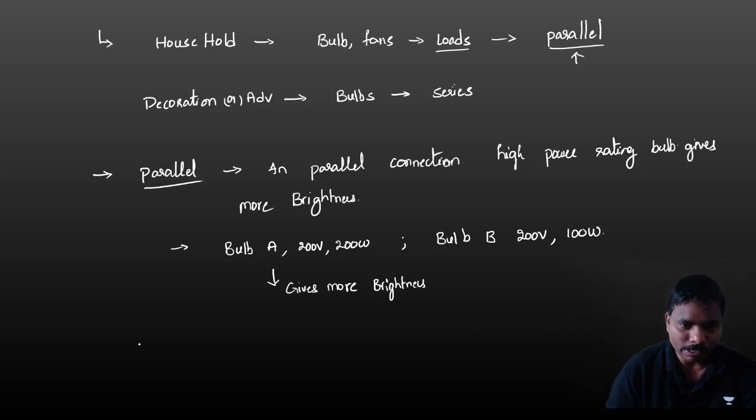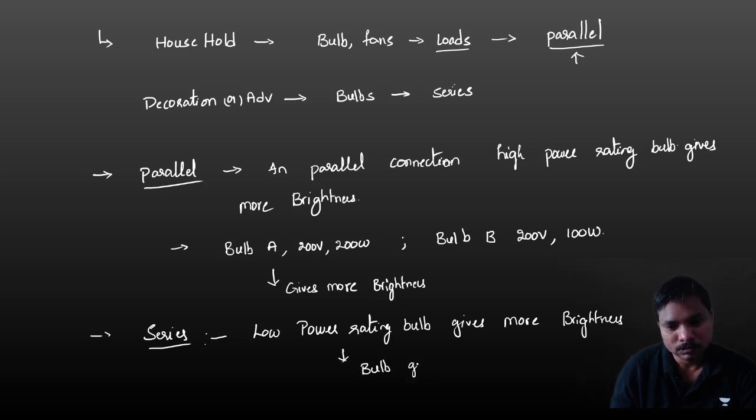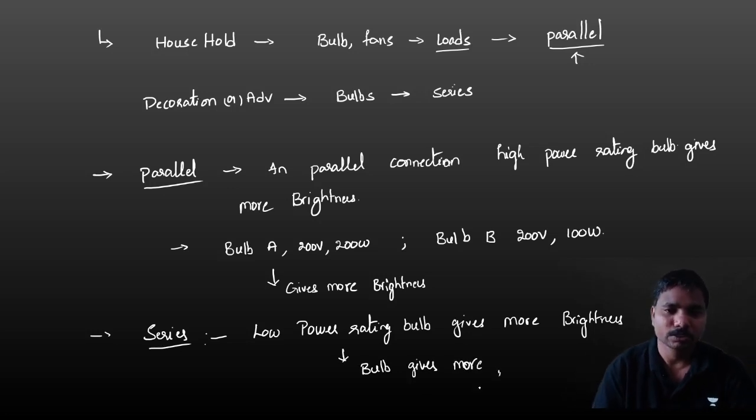And in the series connection, it is opposite. The low power rating bulb gives more brightness. Why? Because it consumes more power. So here bulb B gives more brightness. Okay, so these are the bulb based problems.